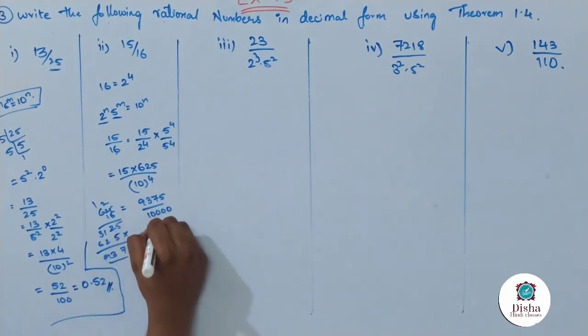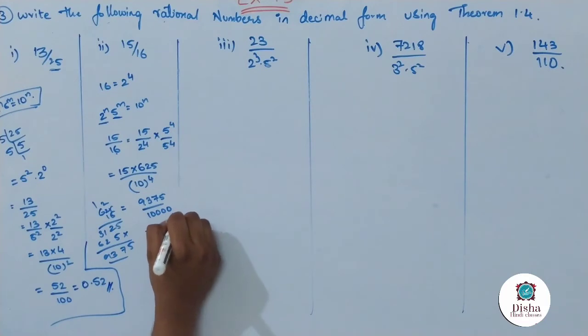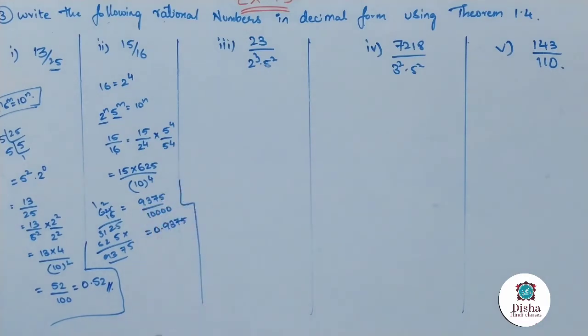So what will be the answer? 0.9375 will be the answer for the question.